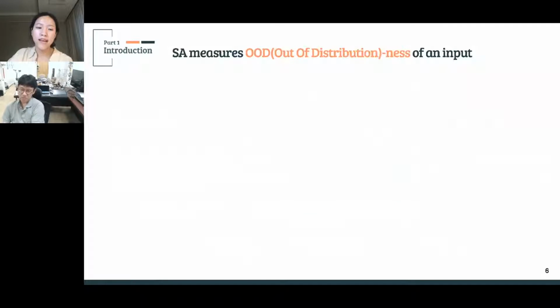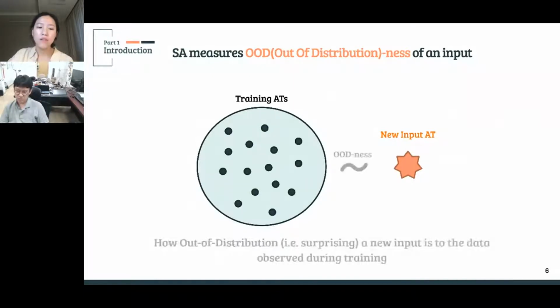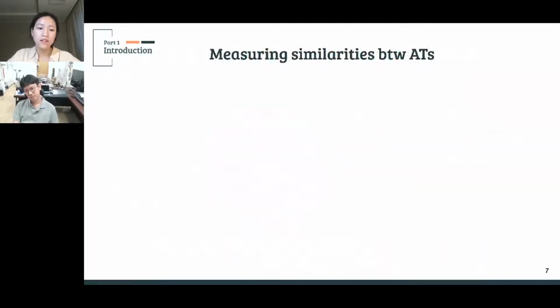Under the assumption that activation traces represent the inputs, we obtain a set of activation trace vectors from training data and an AT vector from a new unseen input. Then we measure how far the new AT is from the distribution of the training data. If the input is more out of distribution, in other words, more surprising, the model is more likely to produce an incorrect output. In large, there exist 3 ways to measure this oddness.